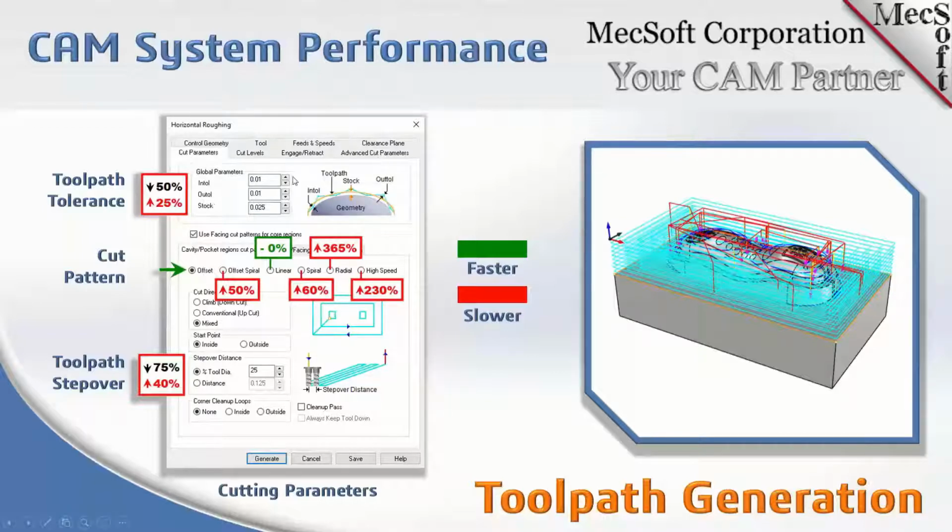This dialog here on the right, the parameters that you see in here are the default parameters. So if you just bought the program, installed it, and opened up a horizontal roughing operation, you'll see these default parameters. Now, the two big ones that will contribute to toolpath generation time are your toolpath tolerance at the top and your toolpath step over.